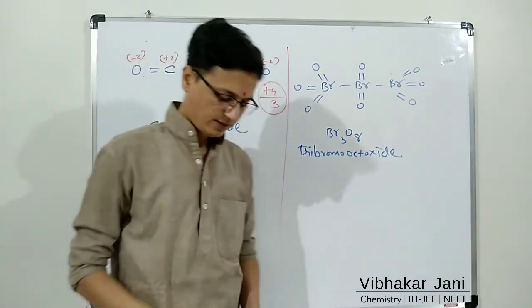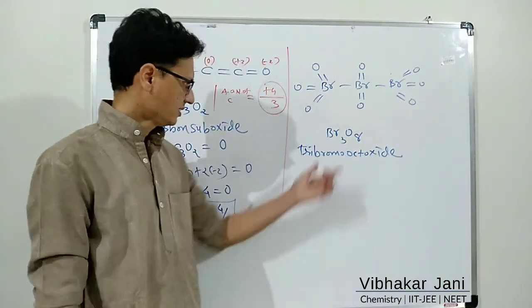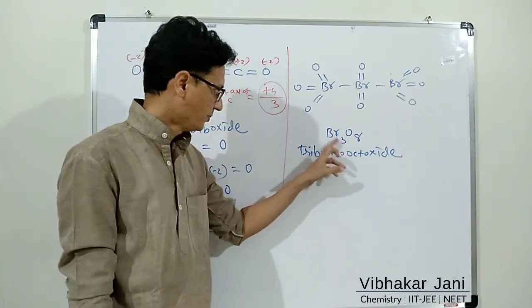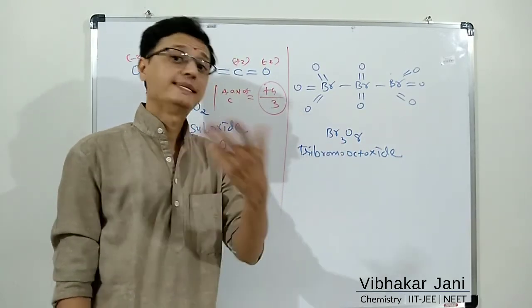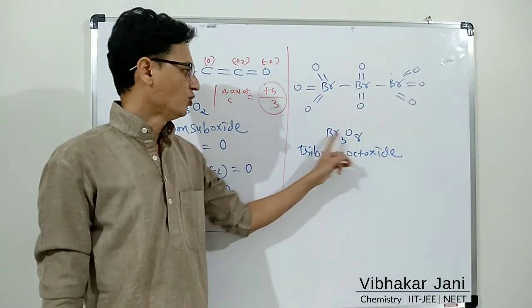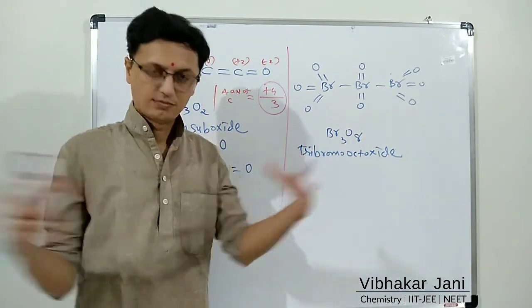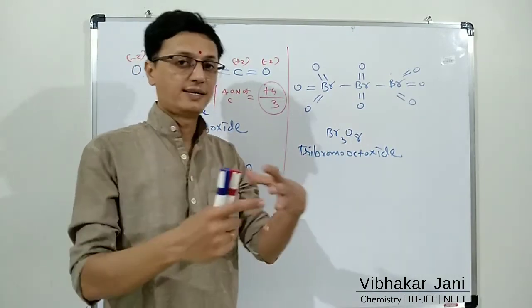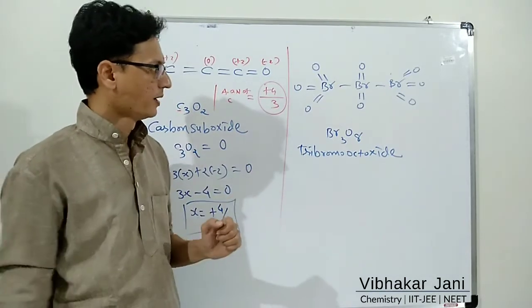Tribromo octaoxide. You can write the name by just seeing the formula also. Tribromo, tri means 3. Octa means 8. Tribromo octaoxide. This is the name of this.